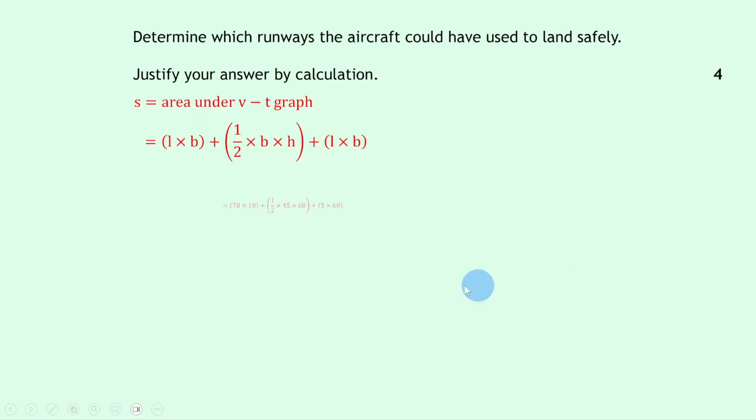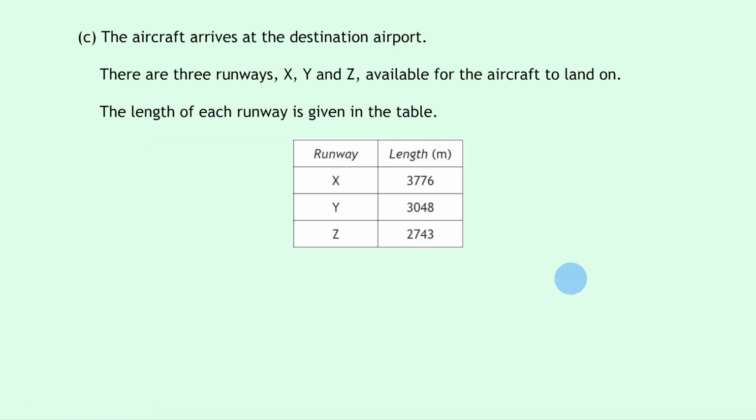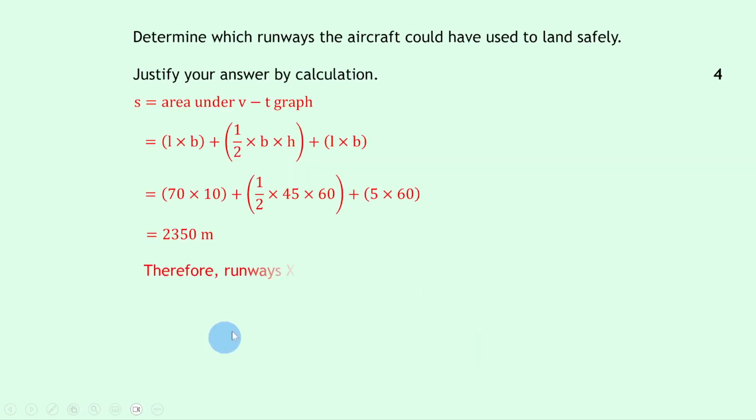So putting that all together gives us 70 times 10 plus a half times 45 times 60 plus 5 times 60. And lastly, putting that into your calculator should give you an answer of 2,350 metres. And now comparing our 2,350 metres to the lengths of these runways, because the lengths of these runways are greater, that means we could use any of these runways for the landing. So therefore, we can say runways X, Y and Z could have been used.